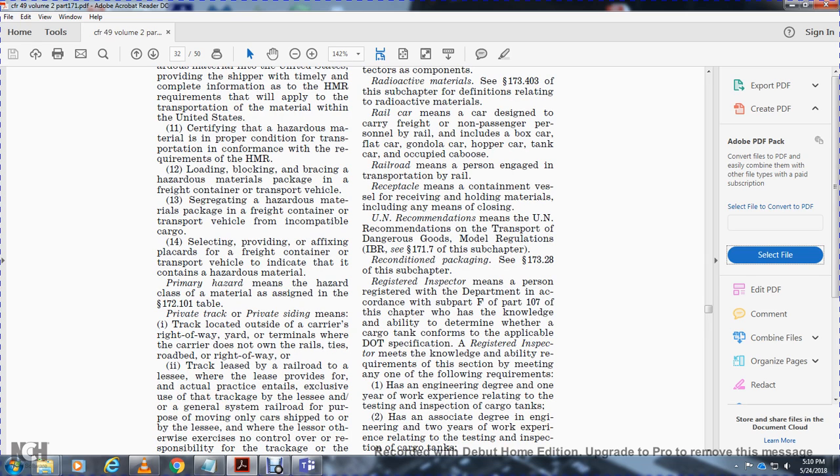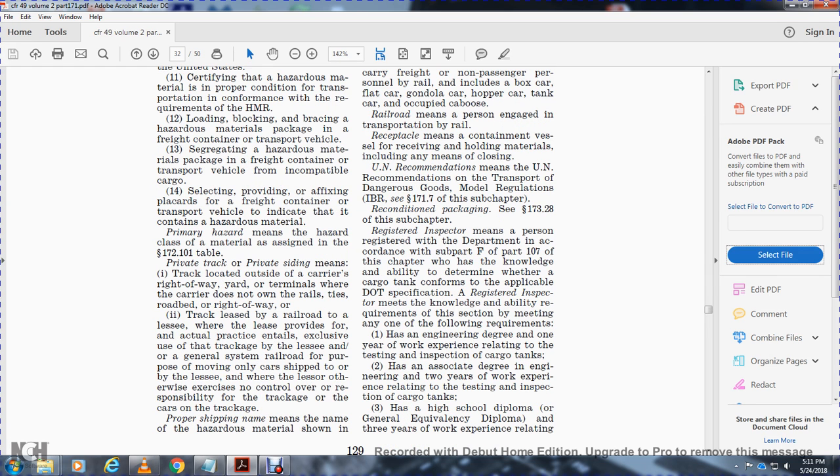with the yard and terminals where the carrier does not own the rail, the tie, or the roadbed of the right of way. The track leased by the railroad, where the lease provides actual track, entails the exclusion of track into the length of the general system railroad and for the purpose of moving the only ship for the other lessors or otherwise successors, with no control over the responsibility of the track over the cars on the trackage.